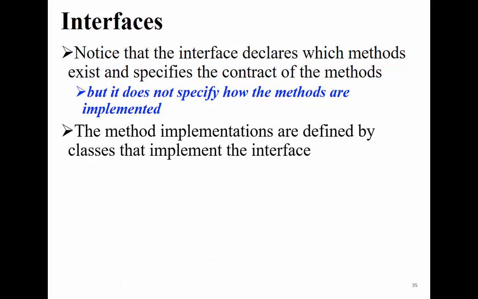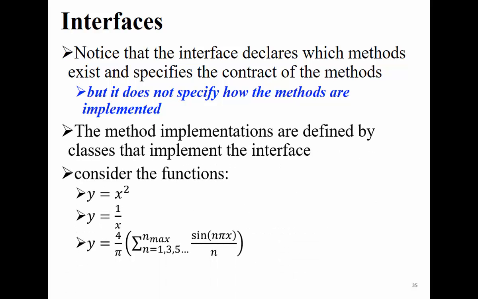Let us see. Someone says y is equal to x squared, y is equal to 1 over x, and someone says y is equal to 1 over pi multiplied by the summation over odd values of sine(n x) over n. It's a very complicated function, but it has the same behavior. If I give you x, you take x, you plug it inside the function, and you return y. If I give you a list of x's, you're going to go through all these values, plug them inside the function, and return the values. Yes? All of them have the same behavior, functions.